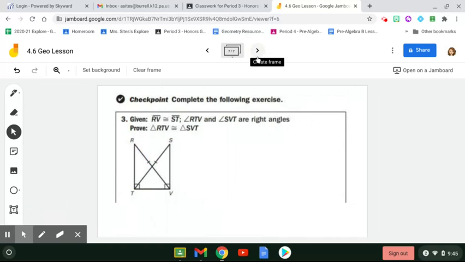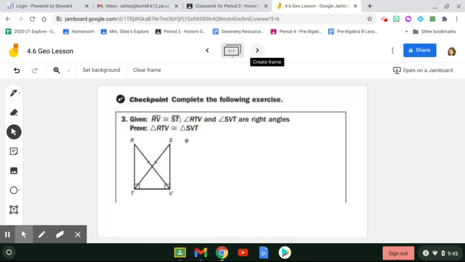All right, the last thing of today's lesson is we are going to take a look and do one last proof. So we're going to be given the fact that RV is congruent to ST and it's already marked on our picture, and also that RTV and SVT are right angles. So again, that's already marked in our picture. We want to prove that triangle RTV is congruent to triangle SVT.